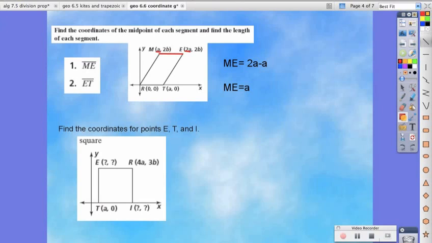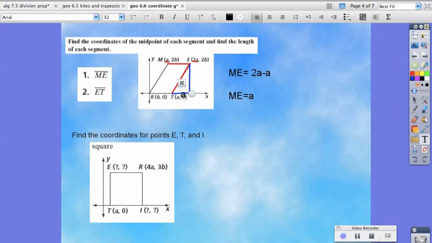For number 2, they want us to find ET. So ET is a little bit more difficult because it is diagonal. So because of that, we have to draw a right triangle, which we're going to do. We did the hypotenuse, the one we want in red. And then we're going to go ahead and draw these lines like so. Now we know the distance of this base went from A to 2A. Therefore, this is now a distance of A. And we know from 0 to 2B, it's 2B in terms of the height.